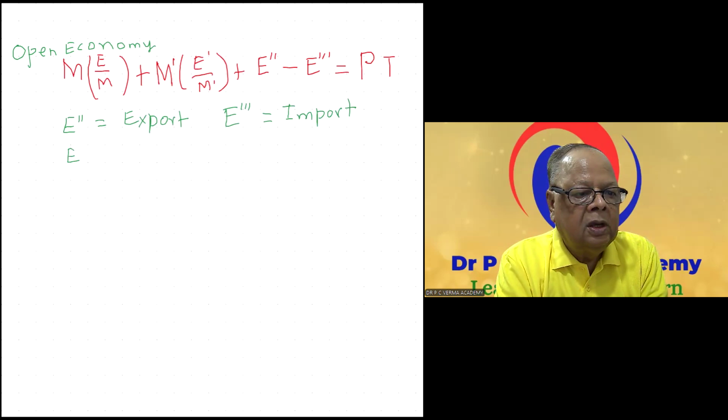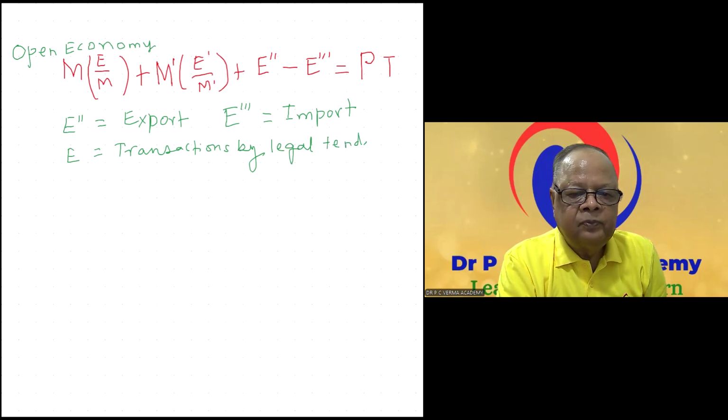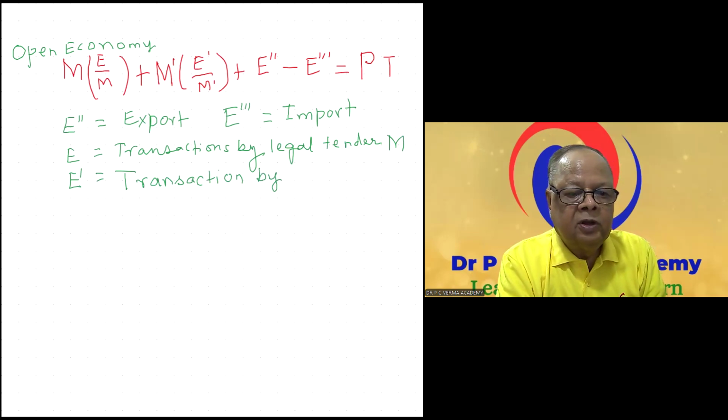E is transactions by legal tender, M. E dash is transactions by credit money, loans from banks.